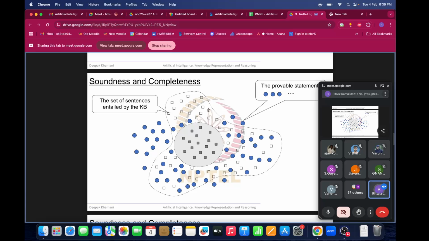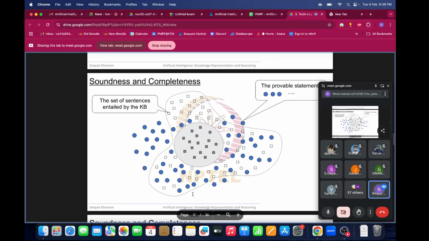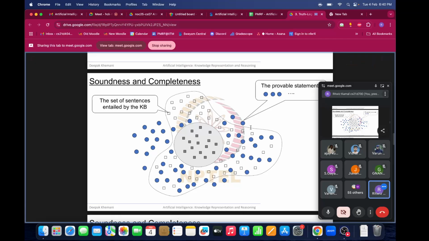If a logical machinery is complete, it derives all the true sentences. That means it derives all the sentences within this boundary. Additionally, it can also derive some other sentences outside the boundary, but they might not be true. Let's say a logical machinery derives all the points given in this figure. Some of these are true, some are not. That is a complete logic machinery. But if a logic machinery derives only the sentences within this boundary and all the sentences within this boundary, then it is both sound and complete.